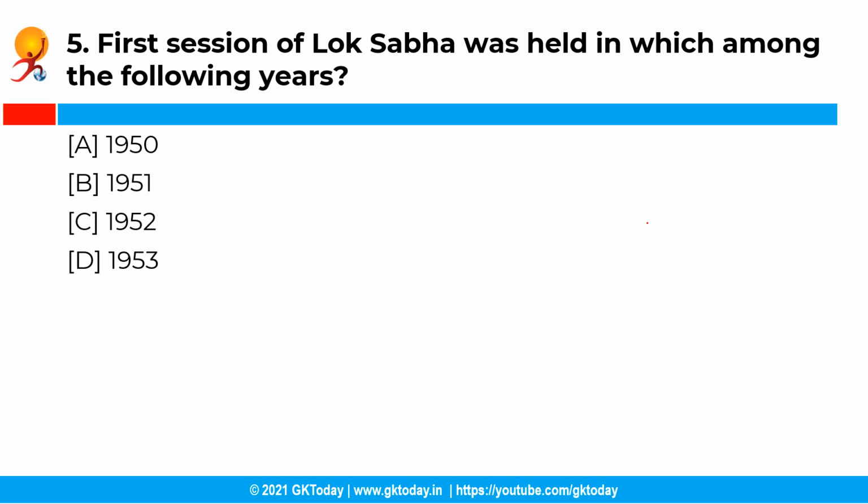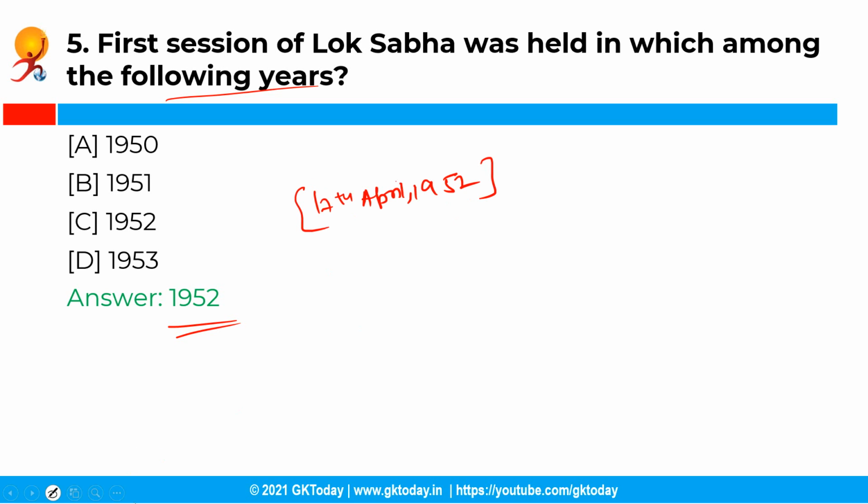Now the next question is, first session of Lok Sabha was held in which among the following years? You have the following options, different years, and the correct answer is option C, that is in the year 1952. So the first Lok Sabha was constituted on 17th April 1952 after India's first general election, in which 17.3 crore voters elected 489 members. Its first session commenced on 13th May 1952 and the Lok Sabha completed its term and was dissolved in April 1957.